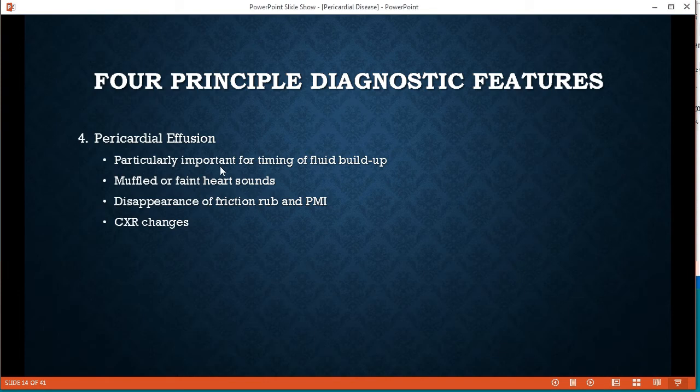Okay, so the number 4 diagnostic feature we're going to talk about is the presence of an effusion. This is particularly important, especially depending on the timing that the effusion builds up. If you have somebody who has a pleural effusion, then the thing you have to worry about is, are they starting to develop some type of restriction on systolic function? Or is there an obstructive inflow into the ventricles? And what I'm talking about is tamponade physiology, and we're going to talk more about tamponade here in a minute.